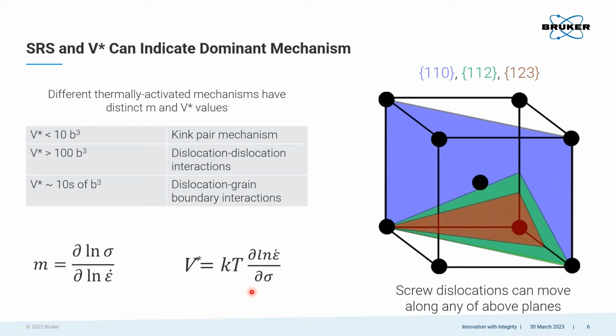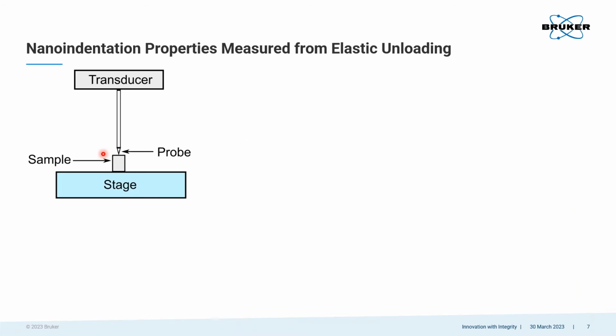This is particular to things like BCC materials that deform primarily by thermally activated mechanisms. For instance, very low V star values can indicate things like kink pair mechanisms. Very high activation volumes can indicate dislocation interactions. And those are just a few examples. But like I said, we don't necessarily want to do micropillar testing all the time. So we can turn to nanoindentation.